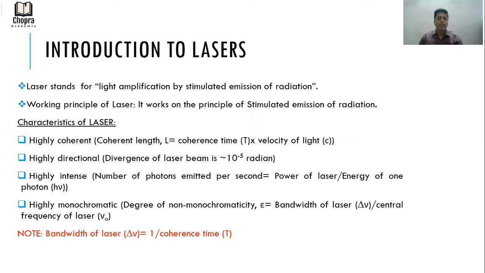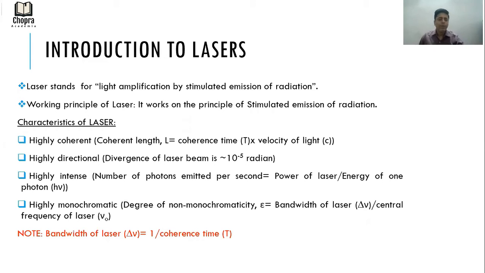Now, characteristics of lasers. I am also adding very few formulae which will be useful to you all. So the first characteristic is that lasers are highly coherent in nature. We already know what coherence is. A very simple formula is coherence length L is equal to coherence time T into the velocity of light in free space, that is small c.